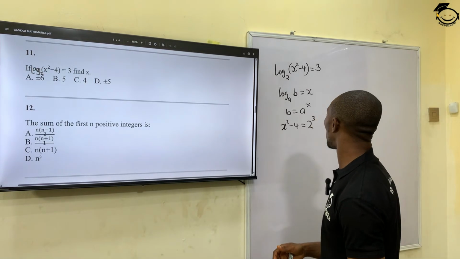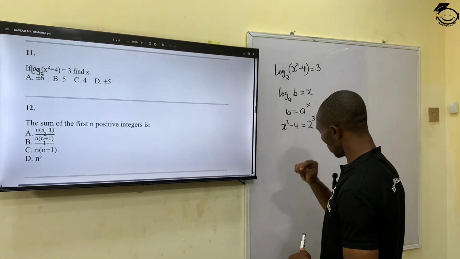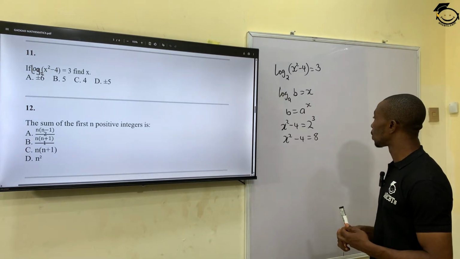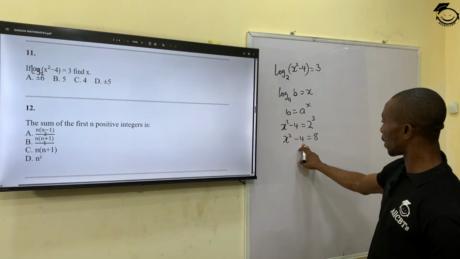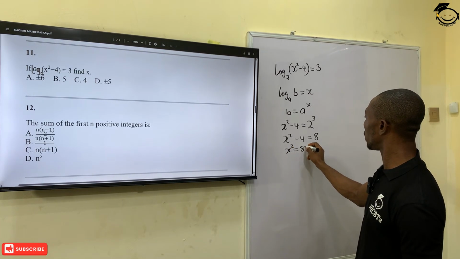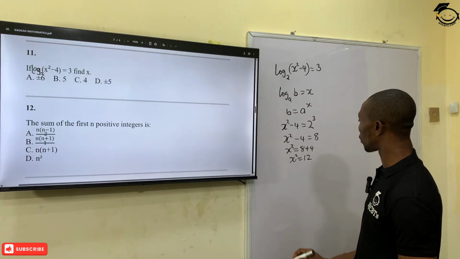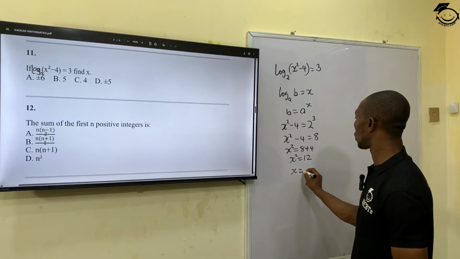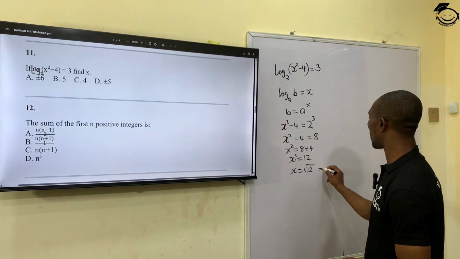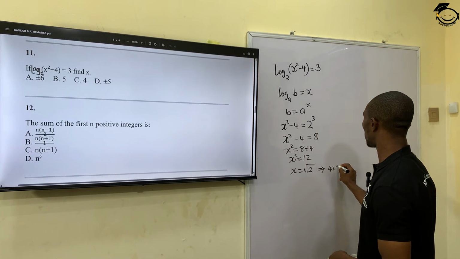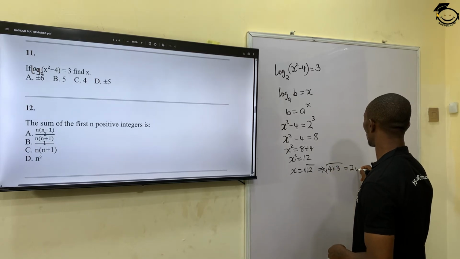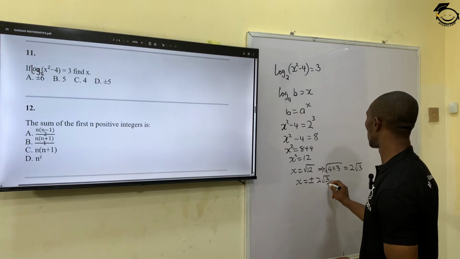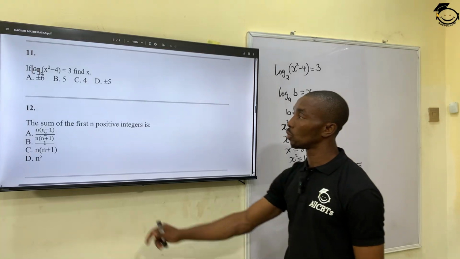Now 2 raised to power 3 is 8. That will give us x squared minus 4 equals 8. For us to find x, this becomes x squared equals 8 plus 4, so x squared equals 12. We can find the square root of both sides. x will become root 12, and root 12 can be broken down as root 4 times 3, which will give us 2 root 3. So our answer will be x equals plus or minus 2 root 3, which isn't here.